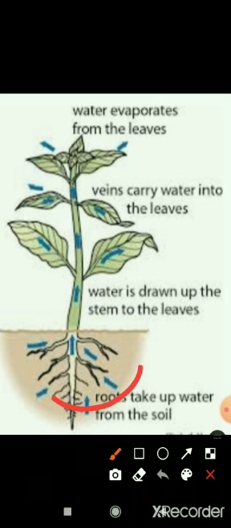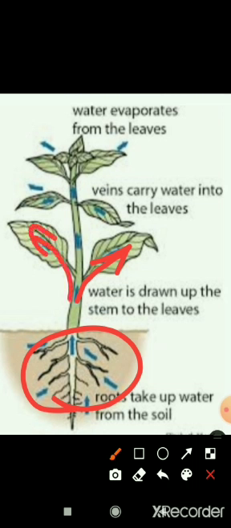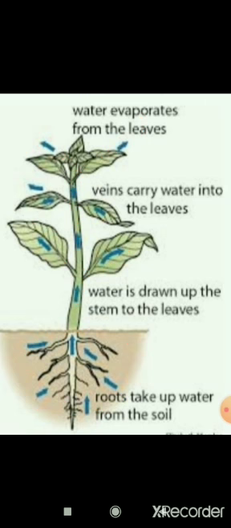Trees suck water from the roots and release the water into the atmosphere in the form of vapor during transpiration. First, roots take up the water from the soil. Water is drawn up the stem to the leaves. Then veins carry water into the leaves. Last, the water evaporates from the leaves. This process is called transpiration.